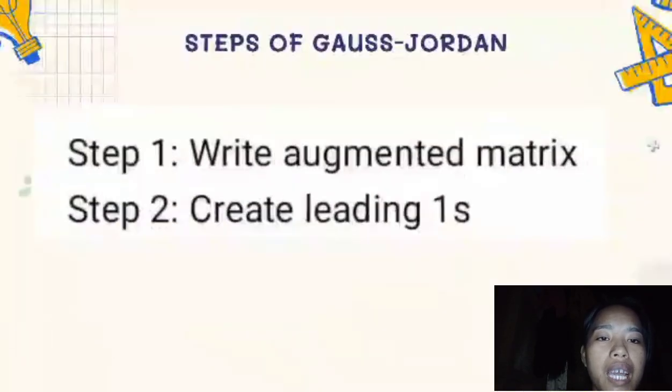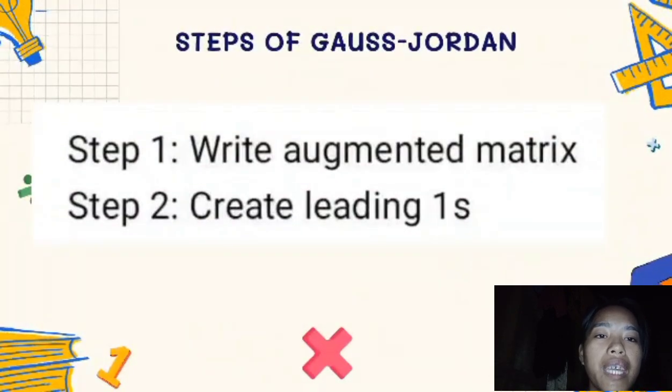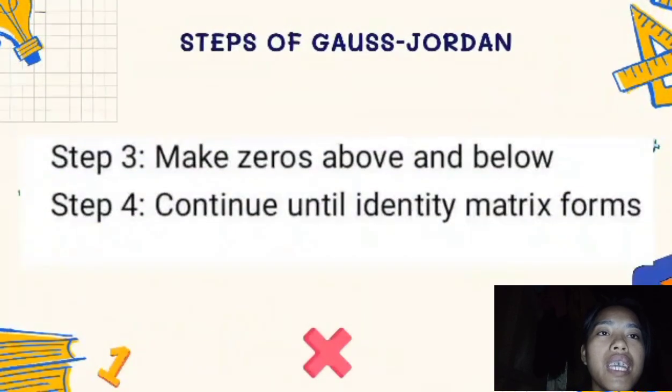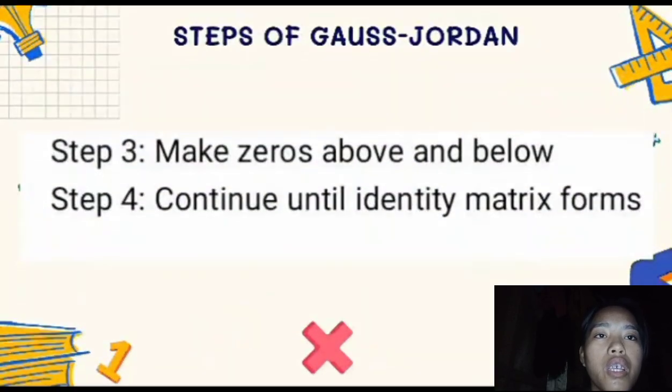So here are the steps in Gauss-Jordan. First, we write the system as an augmented matrix. Next, we create leading ones in each row. Then, we eliminate other numbers in the column to create zeros above and below the leading one. We continue this process until the left side becomes the identity matrix. The right side then shows the solution.